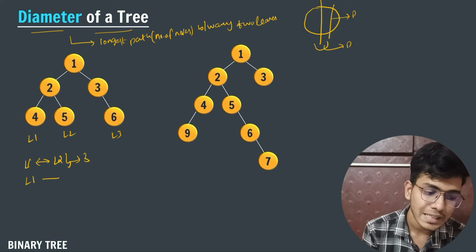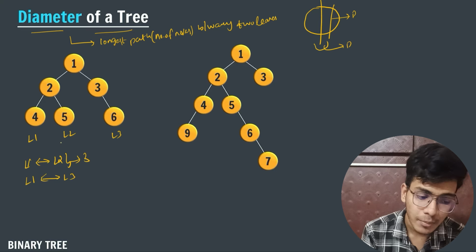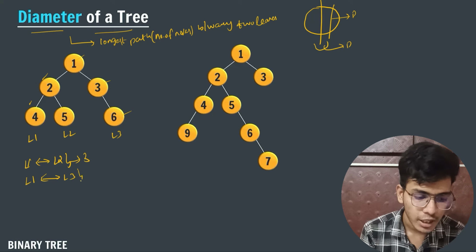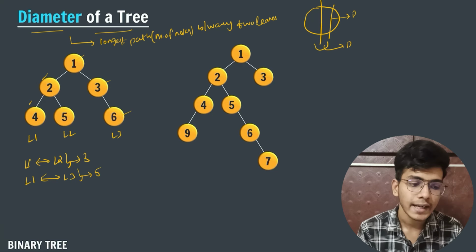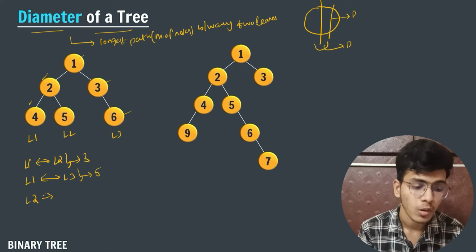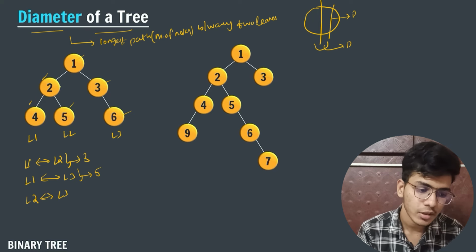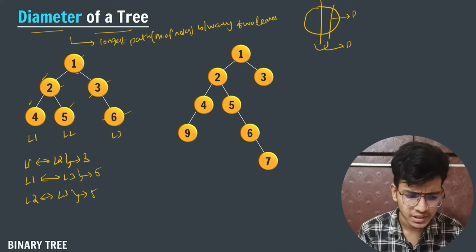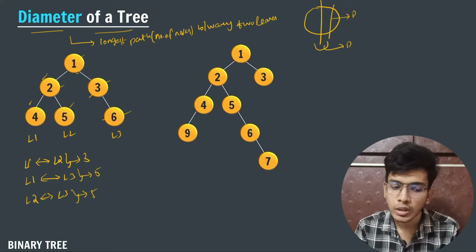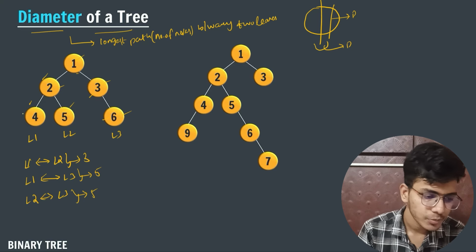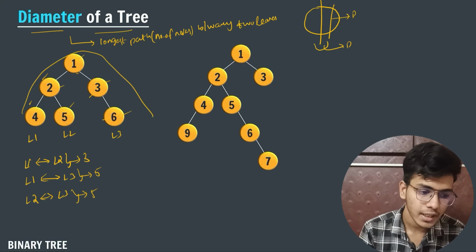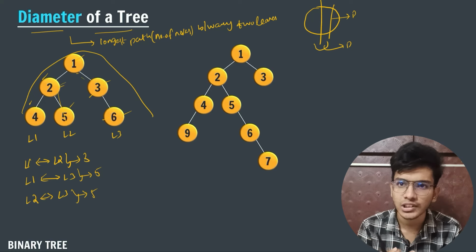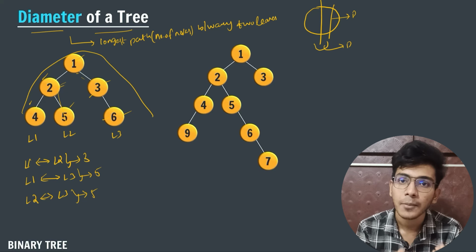Now if you observe from leaf 1 to leaf 3, how many nodes are present? 1, 2, 3, 4, 5. So the number of nodes will be 5. And from leaf 2 to leaf 3, how many nodes? 1, 2, 3, 4, 5. So either the path from leaf 1 to leaf 3 will become my diameter, or this second, alternate path will also become my diameter. Either one of these will become the diameter of that tree.